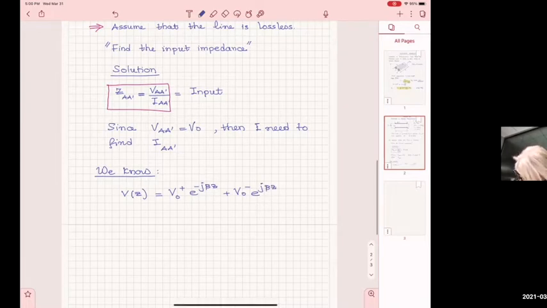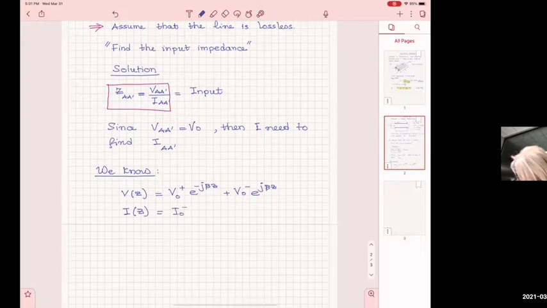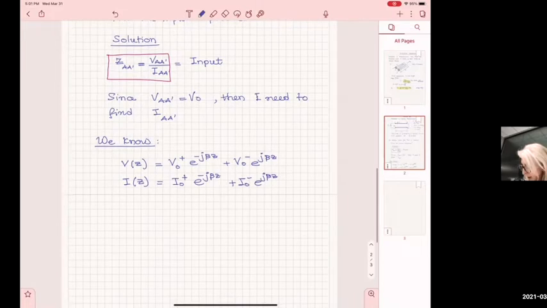And then we know that I of Z equals I naught plus e to the minus j beta z plus I naught minus e to the j beta z. All right, so those are things that we know.